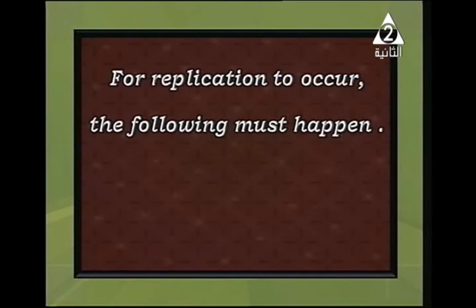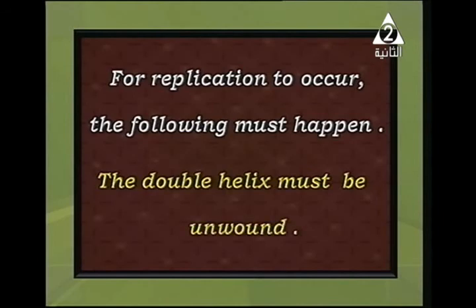For replication to occur, the following must happen: the double helix must be unwound. I mean, it is already twisted, so we need to get rid of this twisting and rearrange it again so it looks like a ladder, not in the form of twisting. This is the first step for replication.